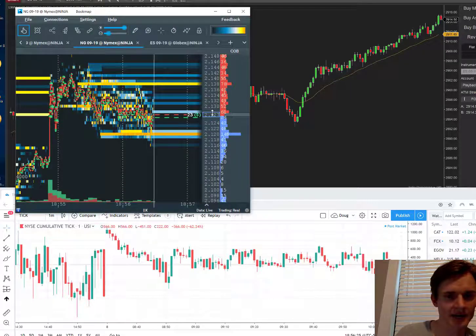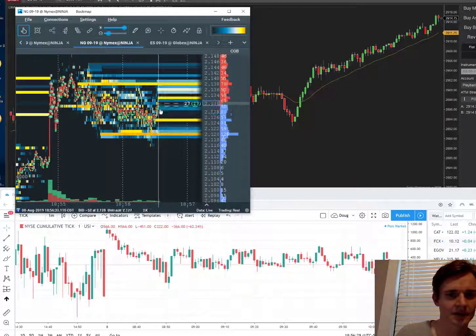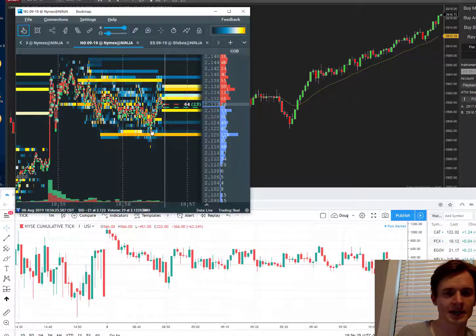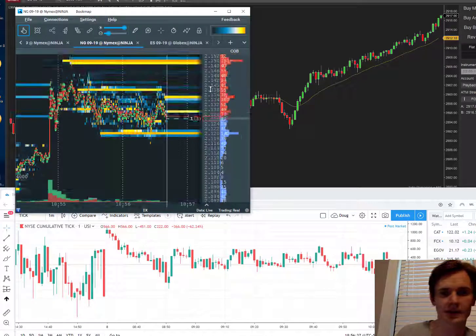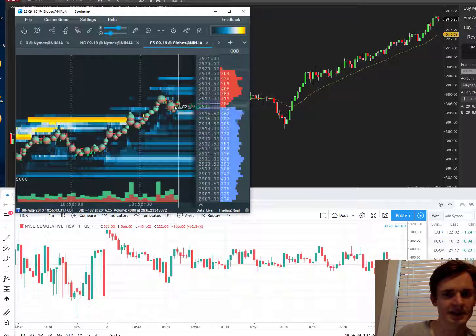And then on natural gas, we're still going. It comes back to this kind of resistance area, and then it starts bouncing up again. So in that situation, it nearly touched it and rejected off of it. So that's the way order flow goes. Let's go back to the ES.